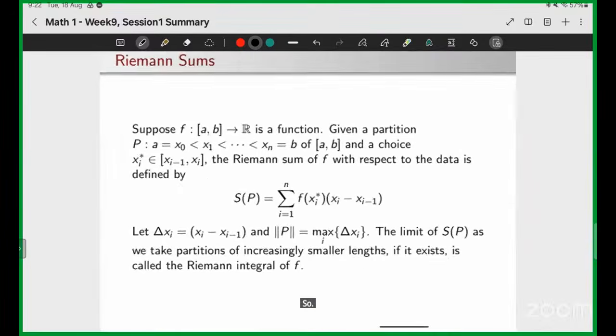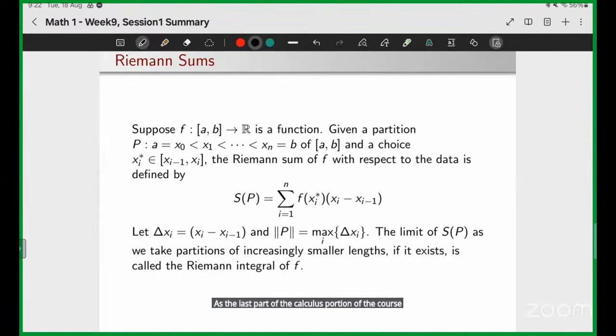So that is the end of optimization. Now we look at, as the last part of the calculus portion of the course, integration.